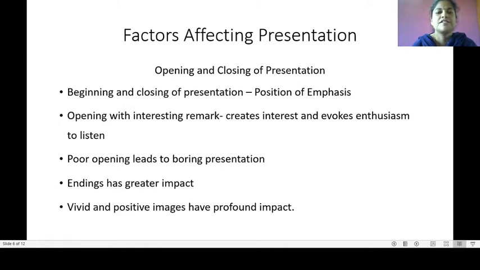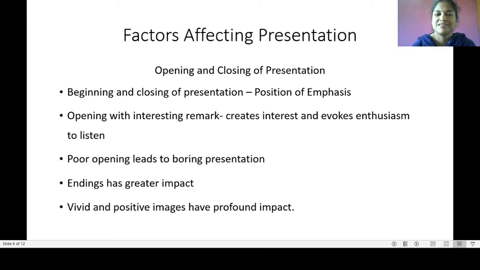Yes, first and foremost, how you start the presentation and how you close the presentation plays a major role. It is also called the position of emphasis. The first impression is the best impression, we have heard people say, right? So the beginning and closing of a presentation are always the positions of emphasis.